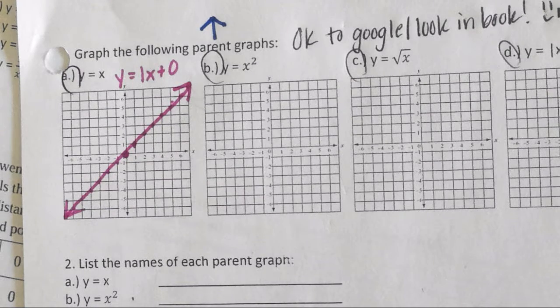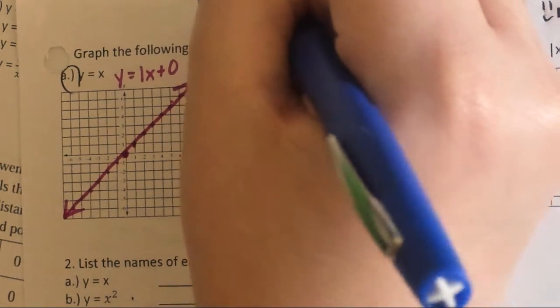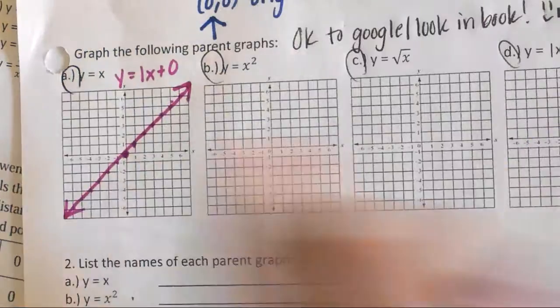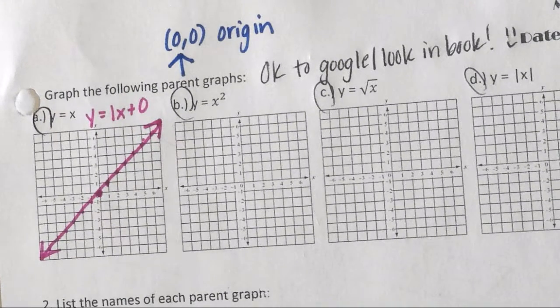Well, let me rephrase the question. Does anyone know what point parent graphs have in common? I have Grace. It is 0. They all have that origin in common. So every single graph we're going to do today is going to go through the origin in this math workshop. Parent graphs go through the origin.